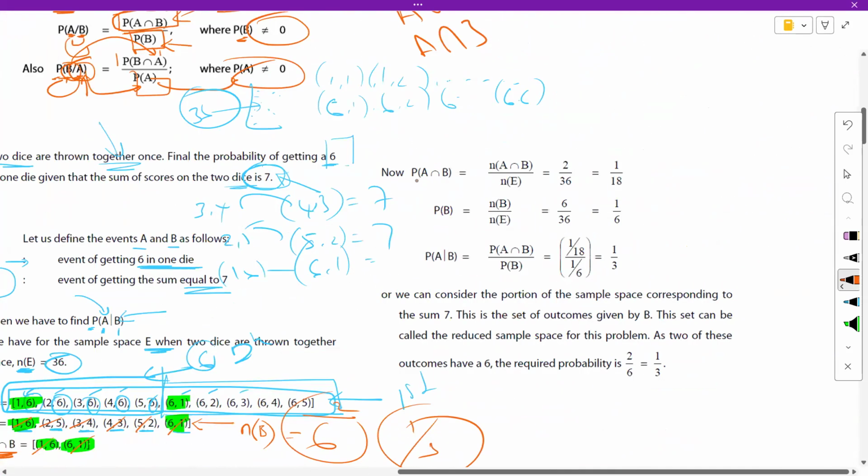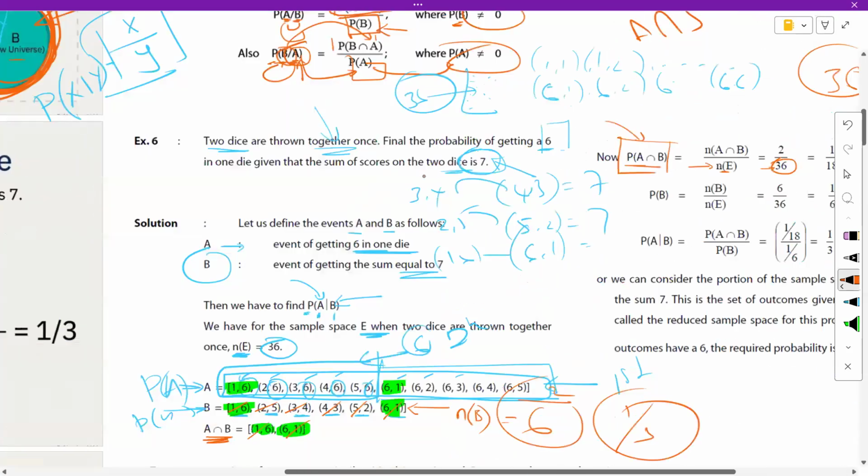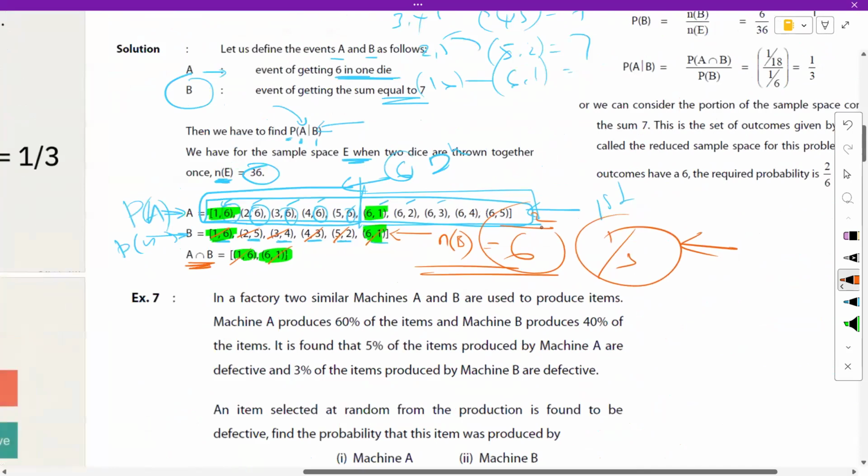Now you see the probability of A intersection B, right? How to calculate the probability of A intersection B? Number of elements in the sample space, altogether we know there are 36. This is another method. First we are not considering the condition. According to the formula, actually what I did here is a shortcut, and this is the proper way.